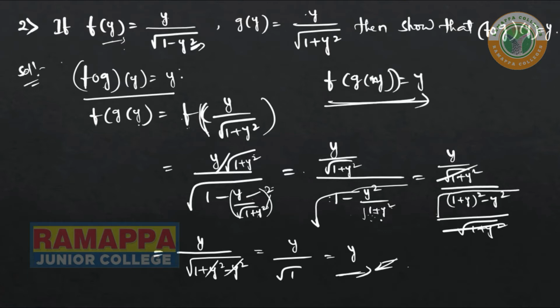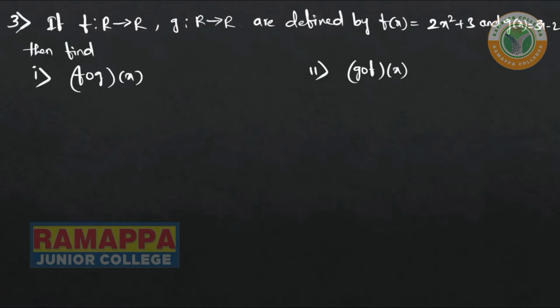Now we showed that. So third question, we move to the third question here. Here the third question: if f from R to R and g from R to R are defined by f of x is equal to 2x square plus 3 and g of x is equal to 3x minus 2, then find the values of this one. f of g of x is equal to, first one, solution here. So f of g of x is equal to f of g of x. g of x is how much given? 3x minus 2 is given. So 3x minus 2 here, and f of x is equal to how much is given?